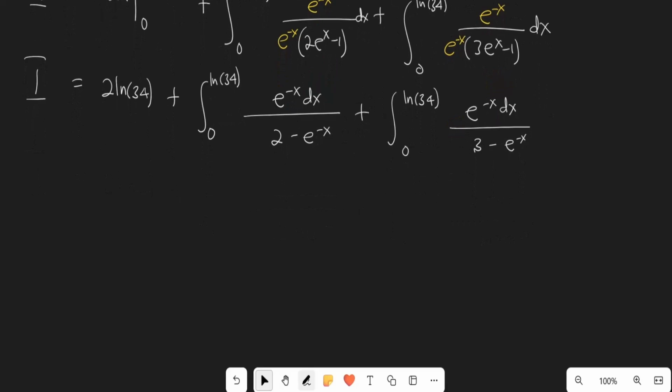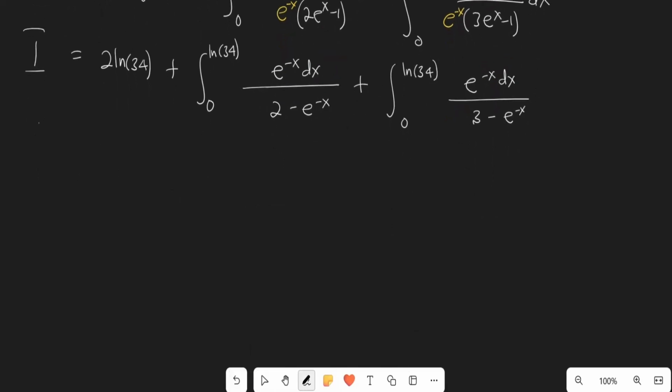All right, so now we are going to do a substitution for the second and the third one. We are going to let u be equal to e to the negative x. So when we do this, du is going to be negative e to the negative x dx. So it means an expression for e to the negative x dx is going to be negative du. So these ones I'm going to replace with negative du.